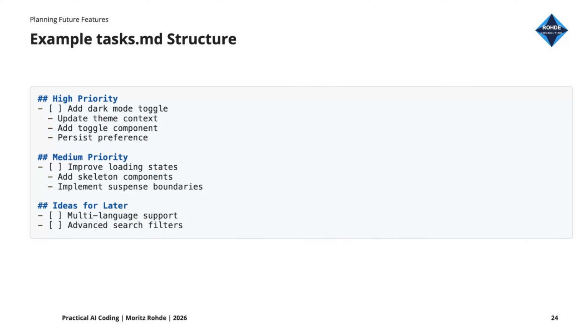So for example, when you have something really, really small, you can say, hey, in this file, there are different priorities because you can also put various tasks in there. And one of the tasks is just add dark mode toggle, update theme context, add toggle component, persist preference. So it can be as easy as this when it's really a tiny feature and you are just thinking about features and don't want to put everything inside because maybe you're mixing things up and so on.